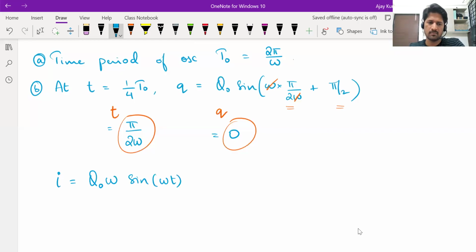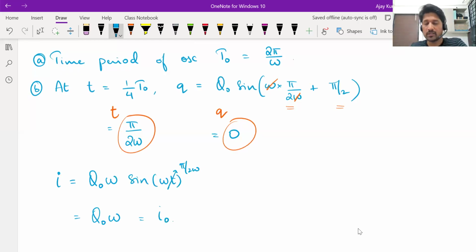Pi by 2, sir. How much is sine pi by 2? 1. Sine pi by 2, sine 90 degrees is 1. Then how much does the current become? Q naught omega only. Then current becomes Q naught omega. This is basically the peak current.